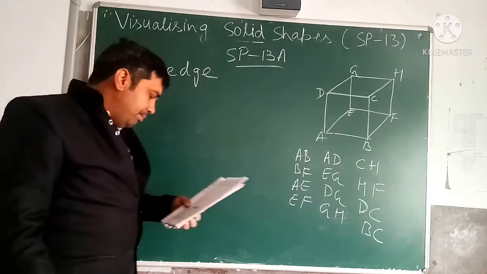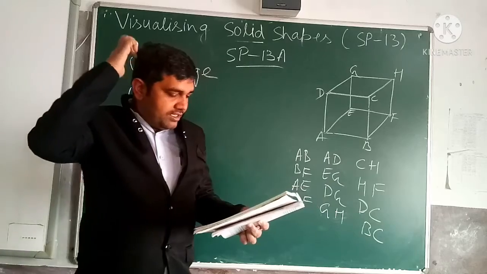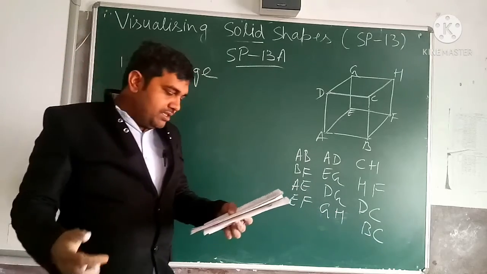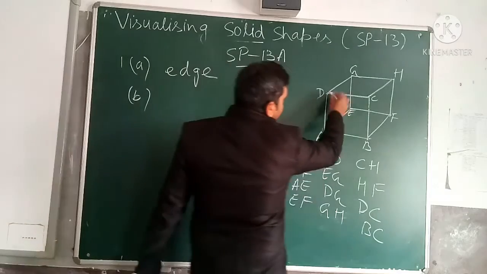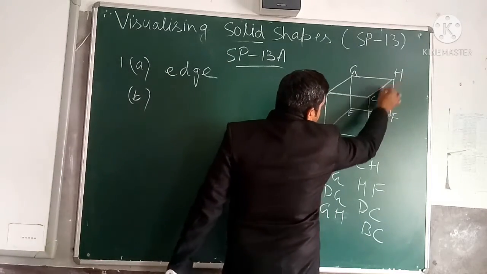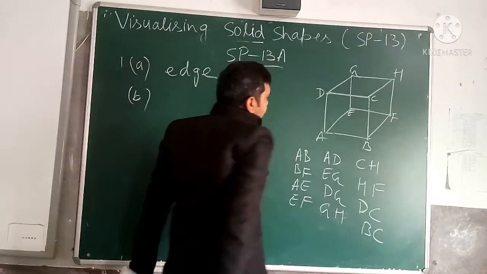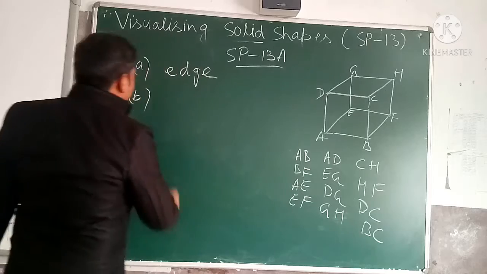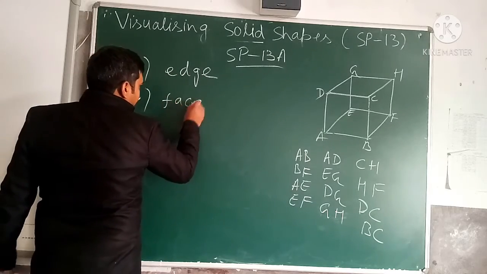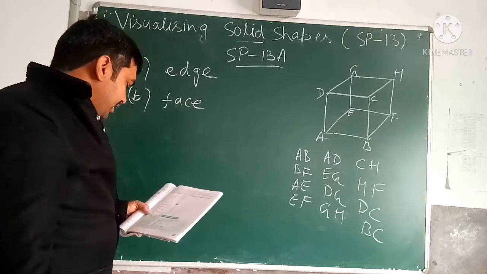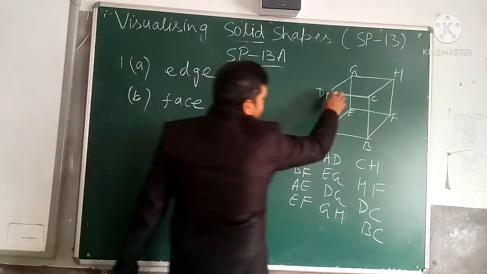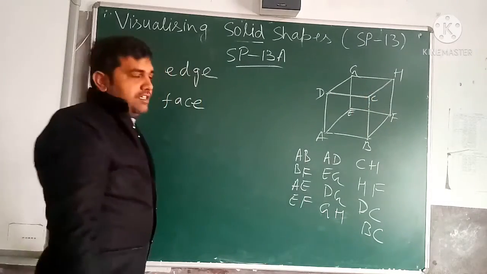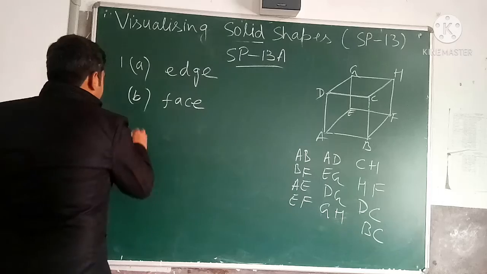Now B. A plane surface of a solid enclosed by edges is called a face. So the plane surface which is enclosed by the edges. So these two edges enclose the plane surface. CD and GH enclose the face. That is called the face. What do you write? Face. A plane surface of a solid enclosed by edges. So this is the plane surface of the cuboid. Each surface is a rectangle. That is called the face.